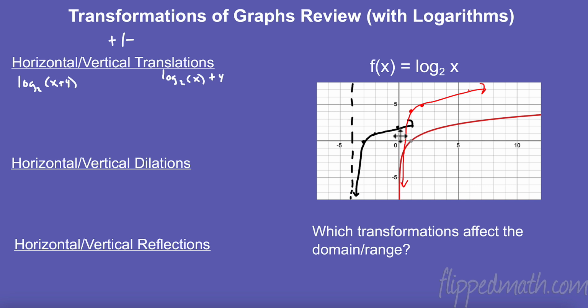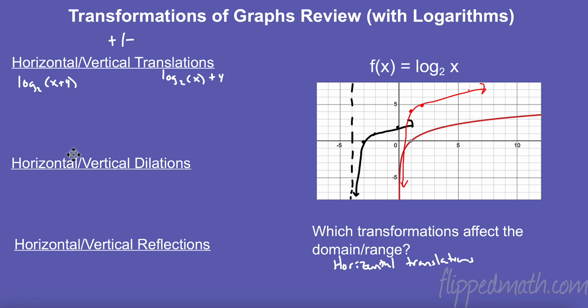Does our domain change? Well, on the vertical, our domain didn't change. Our asymptote was still 0. Did our domain change for the horizontal? Yes. So the horizontal shift to the left did change our domain. All right. So down here, let's talk about that. So horizontal translations, they're going to change that, right? Okay. Let's go to the next one.